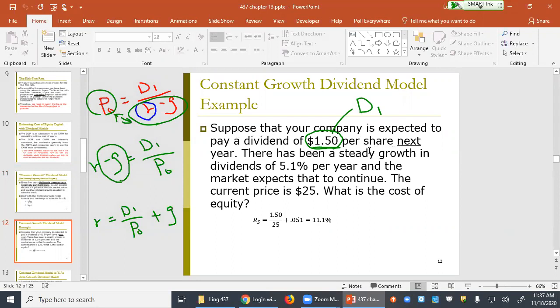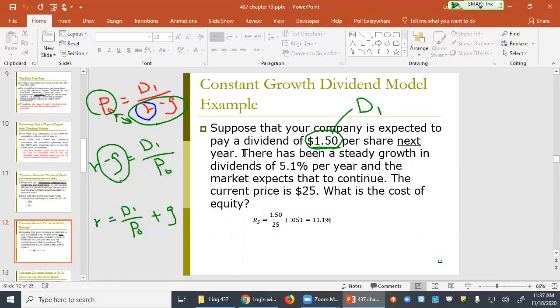In one of the examples in the future, before the end of this chapter, you will see that you are not always going to be given the annual dividend. You could be given a quarterly dividend instead. In that case, you need to make sure to convert the quarterly dividend into an annual dividend. So read the question carefully.